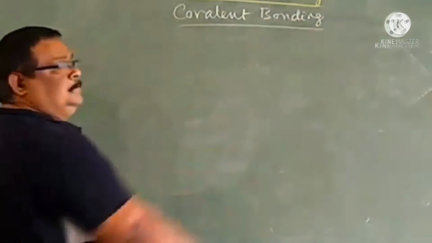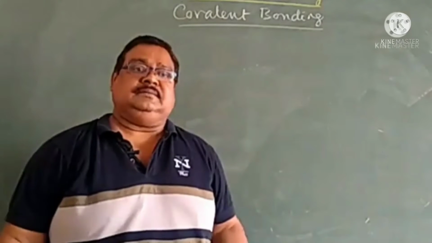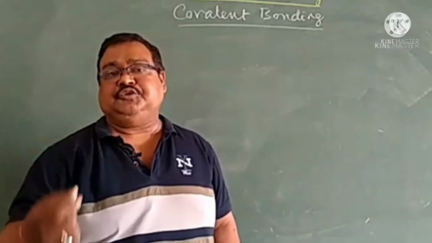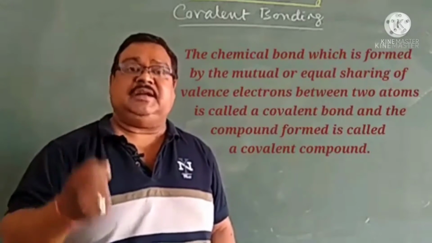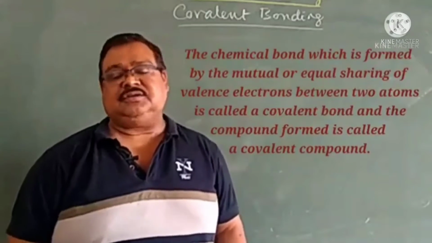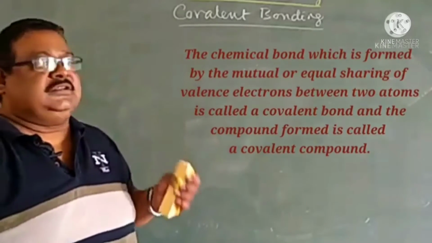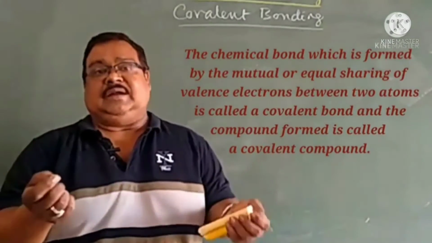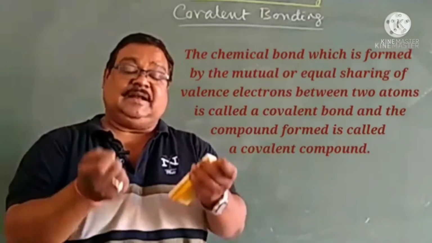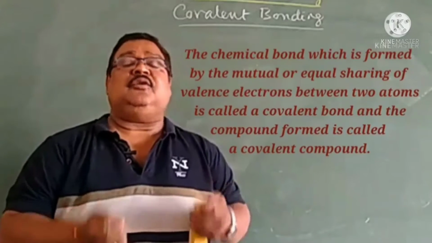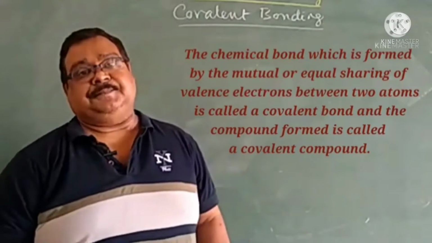Covalent bonding. The chemical bond which is formed by the mutual sharing or equal sharing of valence electrons between two atoms. So, as per the definition, when two atoms share their valence electrons, and an equal number of electrons are shared between them, then the bond formed is called covalent bonding.